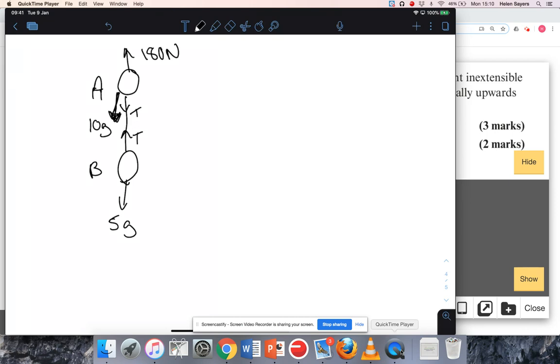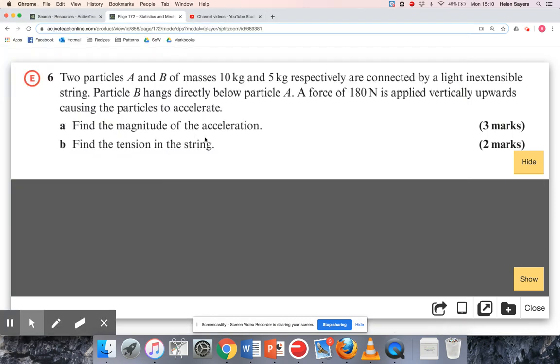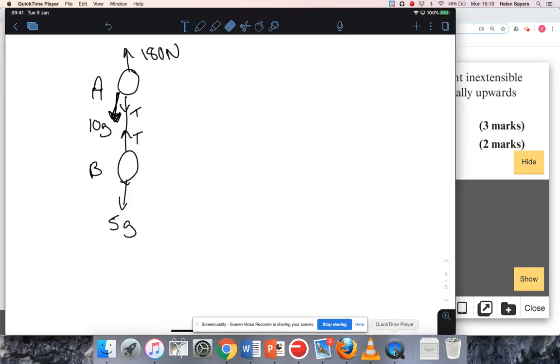Okay, so they want to know the magnitude of the acceleration, just the size of it. Clearly it's going to be upwards, I guess. Well, actually, I suppose that depends on how the 180 newtons compares to the total force. It might not be working upwards. I'm going to assume that it is, and if I've got that the wrong way around, that's fine, I'll just get a negative result. So as long as I know which direction I'm taking as positive, it'll work out.